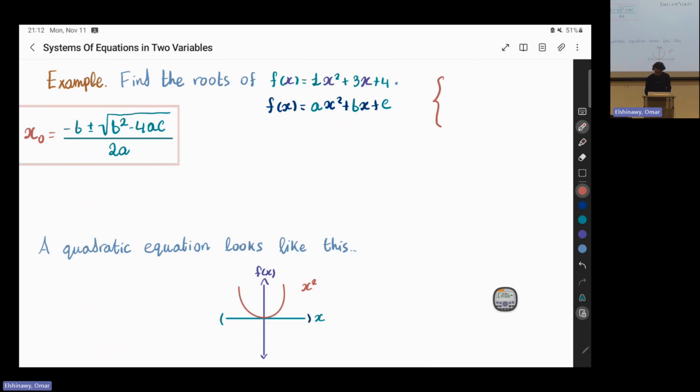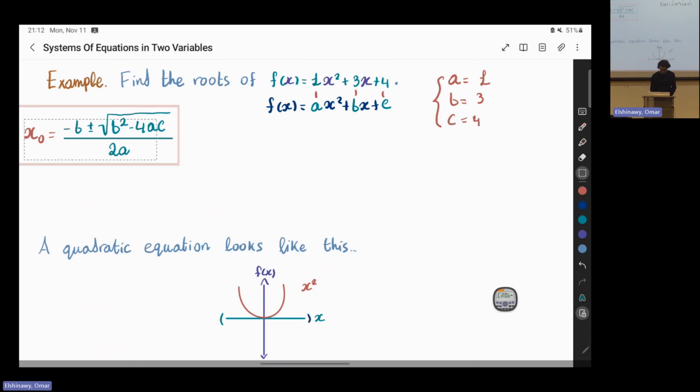So the first thing I'll do is I'll write down values for A, B, and C. I know that any quadratic equation function has this form, and so in this case A would be 1, B would be 3, and C would be 4, just by comparison. Then I find my roots.